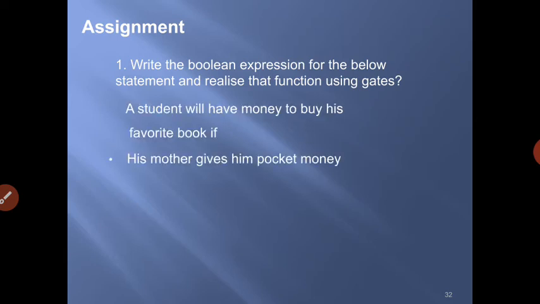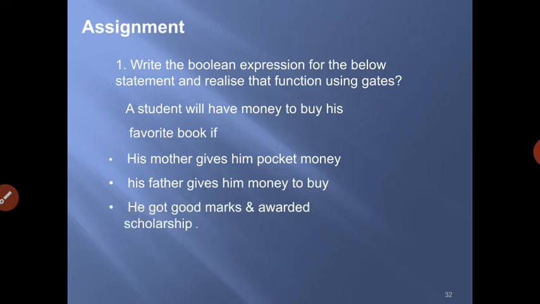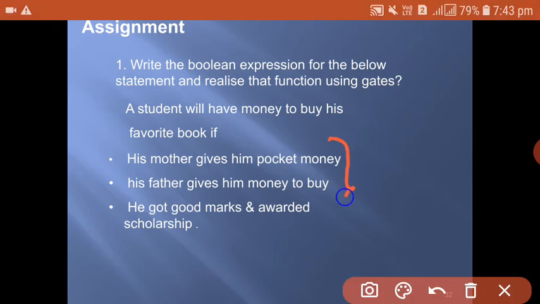A student will have money to buy his favorite book if his mother gives him pocket money, if his father gives him money to buy, or if he got good marks and is awarded a scholarship. So if you observe, these are the three ways of getting the money in order to buy a book. These are the three conditions. And what is the output variable?